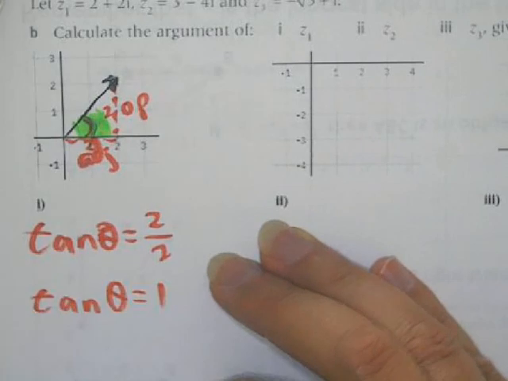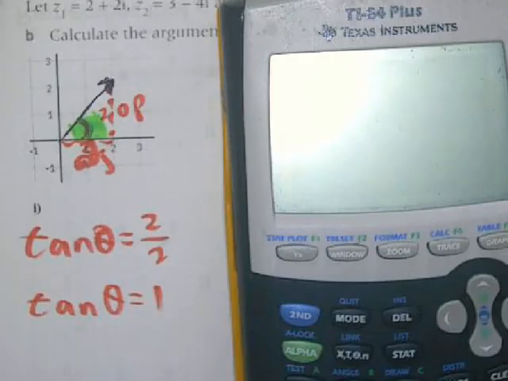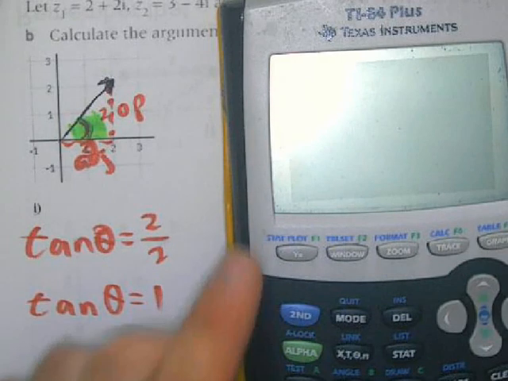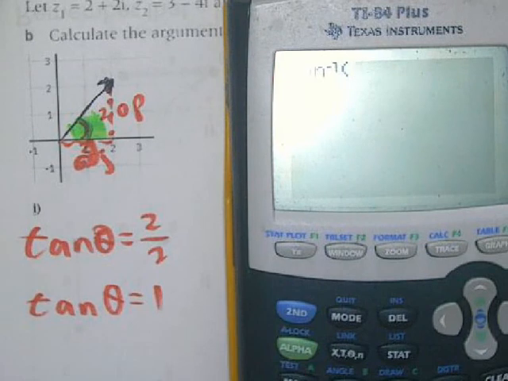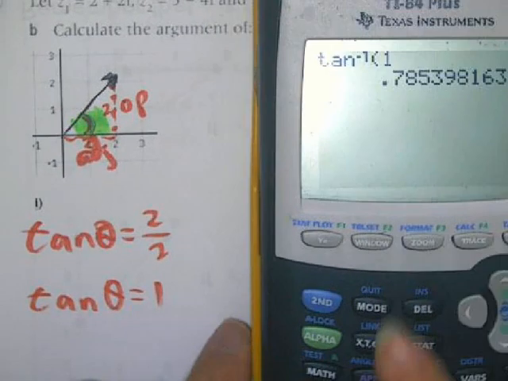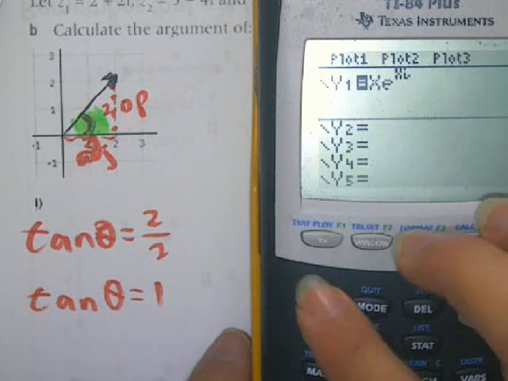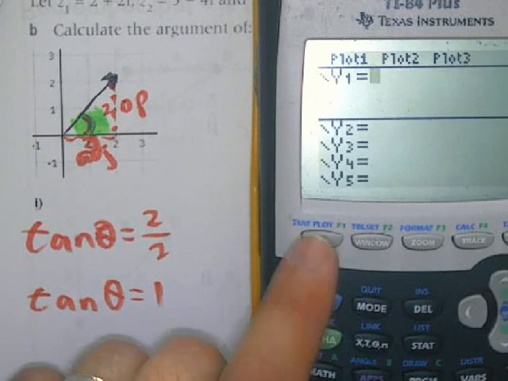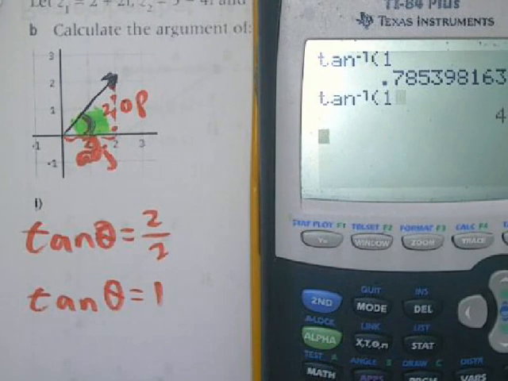And so if I get my calculator and I do inverse tangent, inverse tangent 1. Now let's make sure, what mode am I? That's radian mode. If I'm in degree mode, we get 45 degrees.